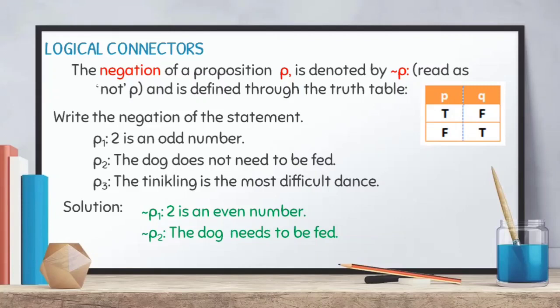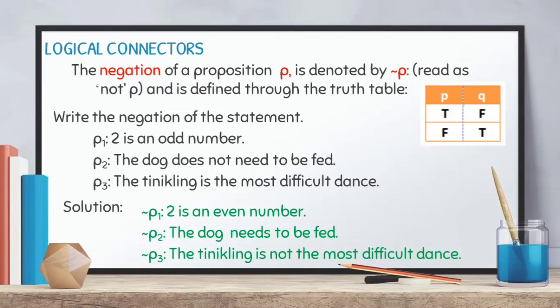So now let's go to our P sub 3. The tinikling is the most difficult dance. If you're going to understand our statement, it is like a negative statement because of the word difficult. So we're going to negate this statement, and that would be not P sub 3. The tinikling is not the most difficult dance. So by the way, our example number 3 will be the safest of all. All you need to do is just put the word not to negate your statement.